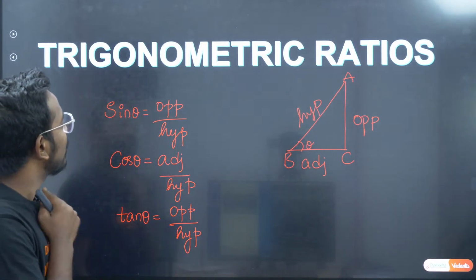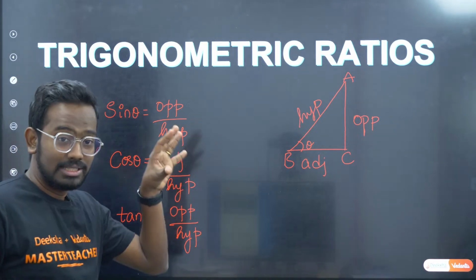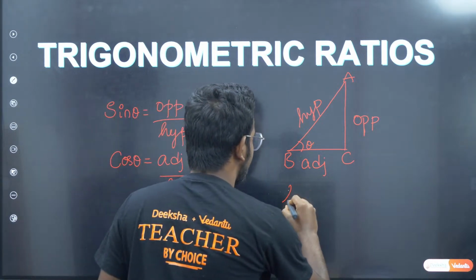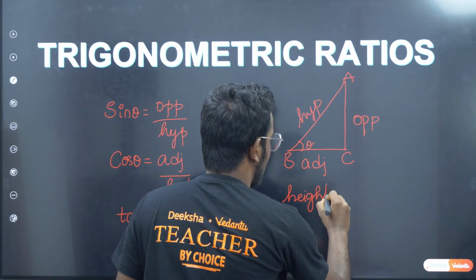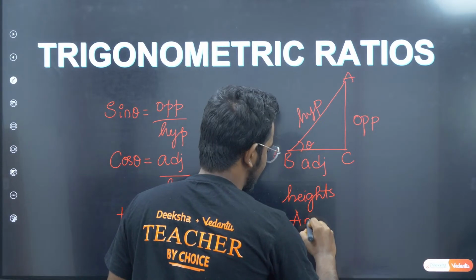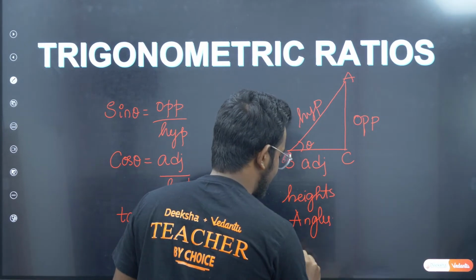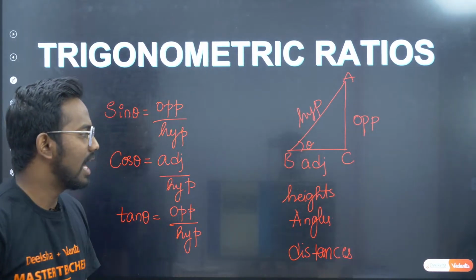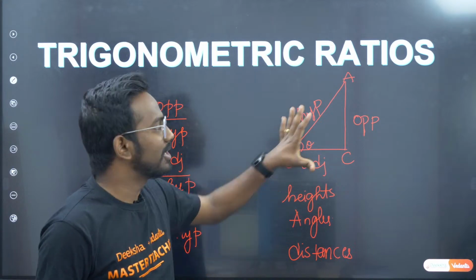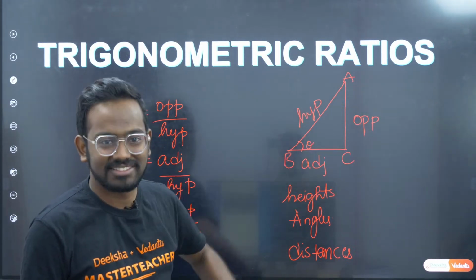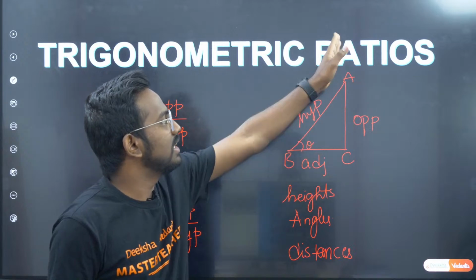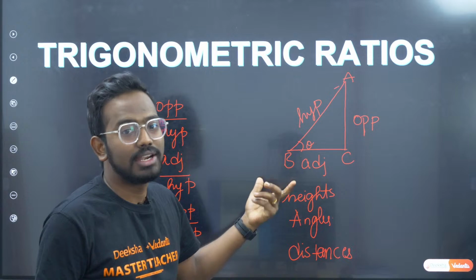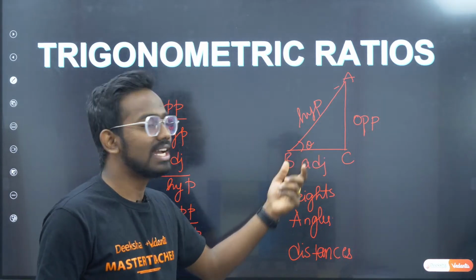Clearly, the questions that can be asked in this chapter are about heights, angles and distances. These are the three types of questions. What do we mean by heights? If you are standing at this point, what is the height of the tower? So you want the opposite side. Or if there is a tree that falls down, at what distance has it fallen? You'll have to find the adjacent side.